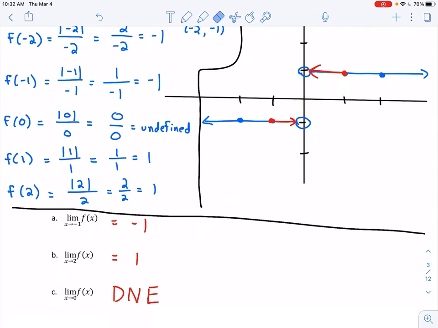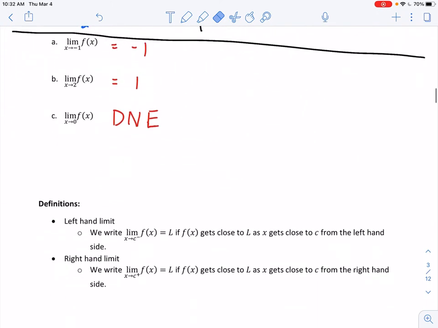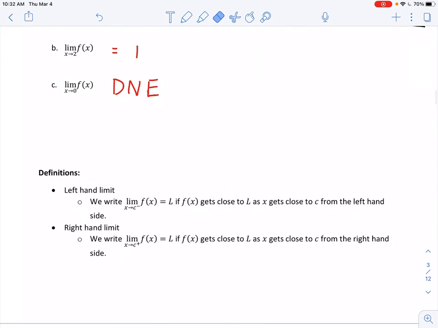But I'd like to be able to say a little bit more about the behavior at 0. So we're going to introduce some new definitions here. We're going to introduce this idea of one-sided limits. So we're going to talk about a left-hand limit and a right-hand limit. A left-hand limit looks like this piece right here. We write limit as x approaches c from the left-hand side. That little minus sign after the c is what tells us that this is a left-hand limit.